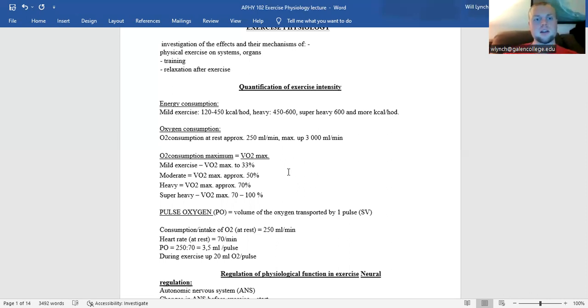Mild exercise, maximal oxygen consumption being what it is, you're going to be at about 33%, or a third, of this. Moderate, 50%. Heavy gets up to around 70. Anything above 70 is going to be super heavy exercise.